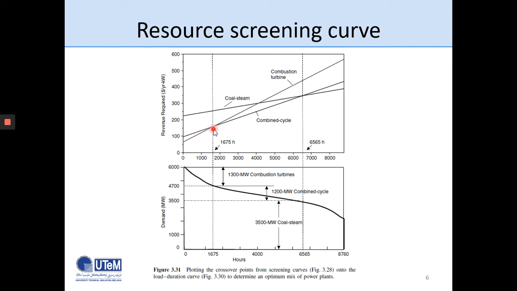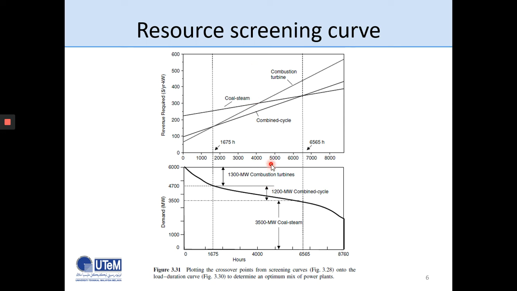Now, after this value from 1,675, it's no longer economical to consider combustion turbine when we compare to combined cycle. But combustion turbine is still cheaper compared to coal steam up to this point here. So it's a bit over 4,000 hours. After 4,000 hours, combustion turbine is going to be very expensive. So we do not want to use it more than 4,000 hours.